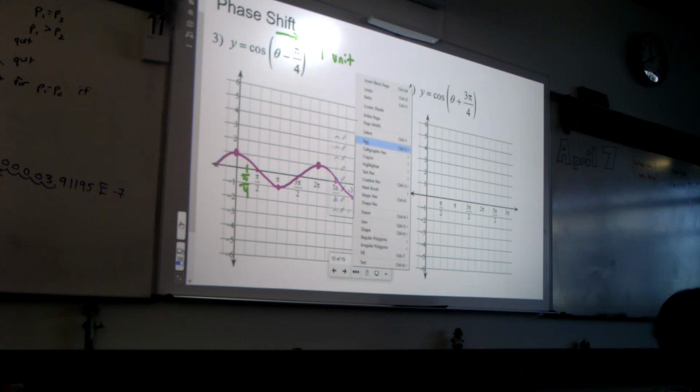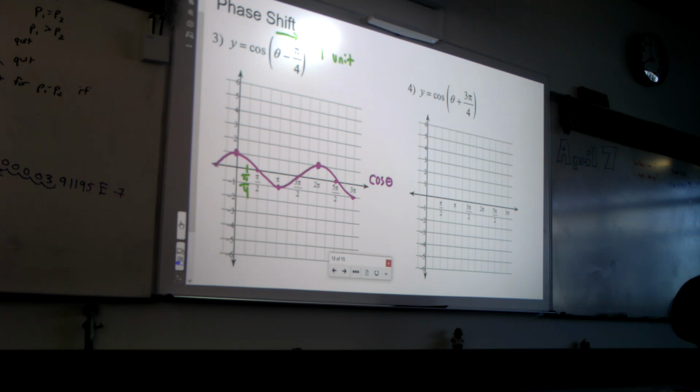Does that look like plain old cosine that we've done several times already? Yes. But now that I've graphed cosine, what are we going to do with each of those points? Shift them over 1 to the right. Because 1 unit is pi fourths, so then I'm just going to move all of these key points 1 to the right.